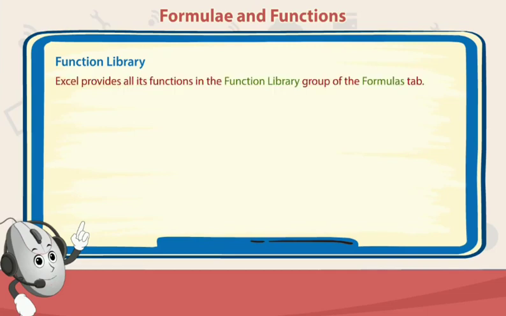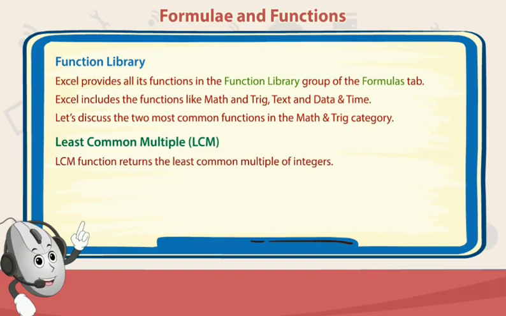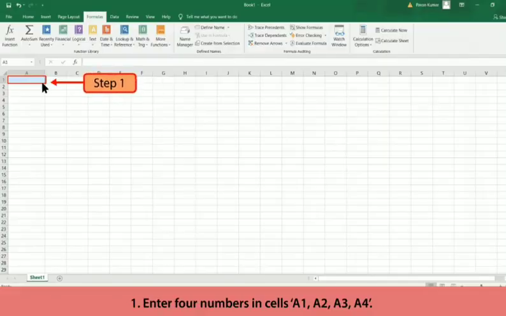Function library. Excel provides all its functions in the function library group of the Formula tab. Excel includes functions like math, string, text and date and time. So let's discuss two most popular functions in the math and string category. Least common multiple, the LCM function returns the least common multiple of given values.